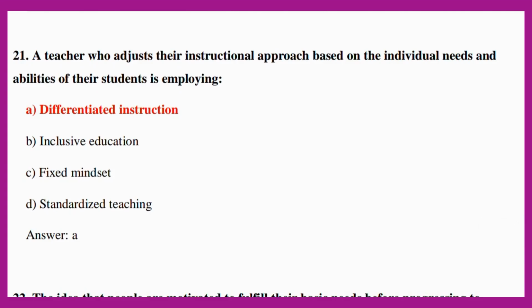Question number 21. A teacher who adjusts their instructional approach based on the individual needs and abilities of their students is employing. Option A, differentiated instruction. Option B, inclusive education. Option C, fixed mindset. Option D, standardized teaching. Here the correct option is option A, differentiated instruction.